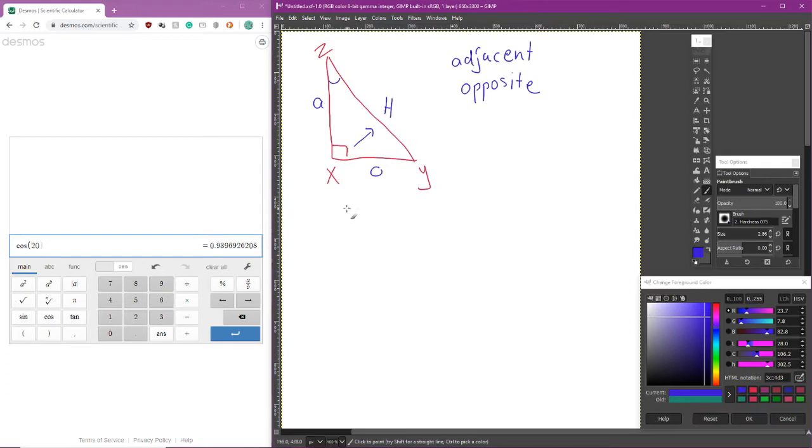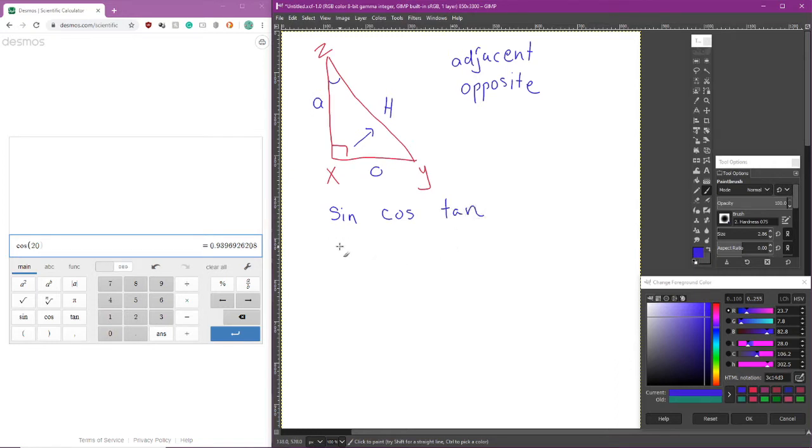Now there are three trig functions. The three trig functions you can find over here in your Desmos Scientific Calculator. That sin looks like sin, it really is standing for sine. The cos over here stands for cosine, and the tan stands for tangent. So sine, cosine, and tangent.